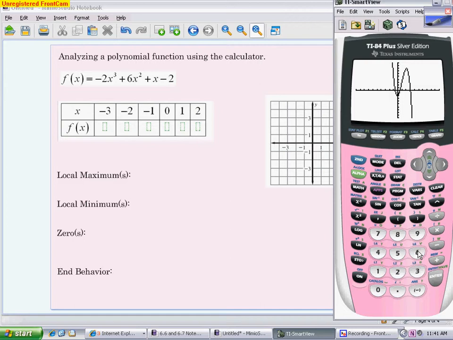This graph has 1 minimum and 1 maximum, so I'm going to have to find the coordinates of those. And we can also talk end behavior a little bit, the idea that on the left side of the graph it's going up, and on the right side of the graph it's going down. We'll write that correctly in a second.